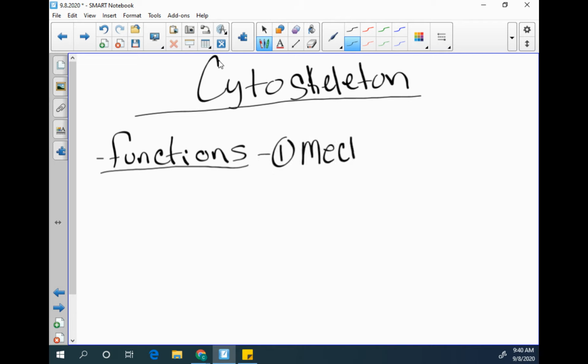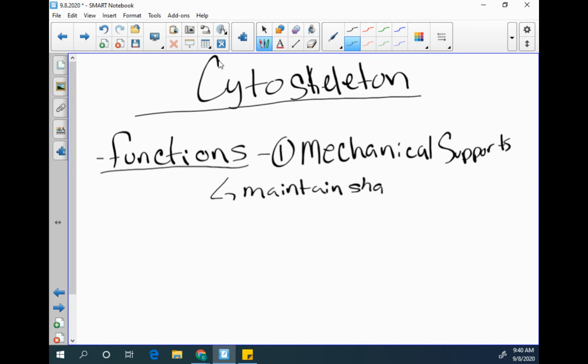is mechanical support. We use them to maintain our shape. This is particularly important for cells that don't have cell walls.